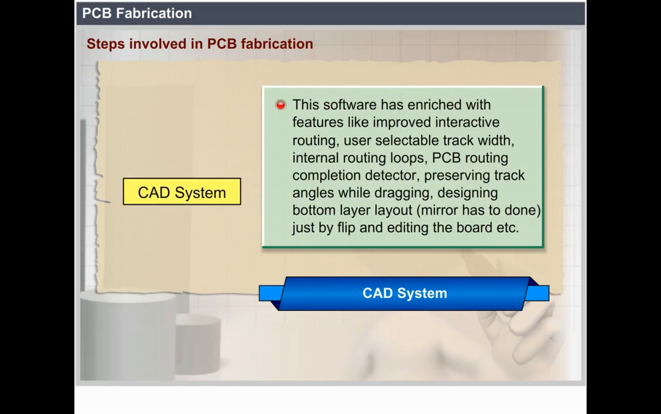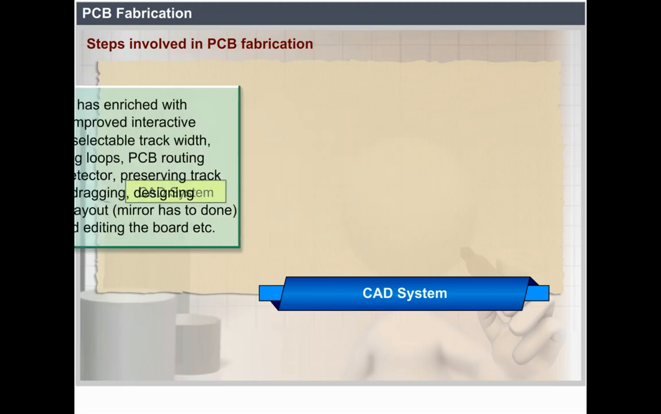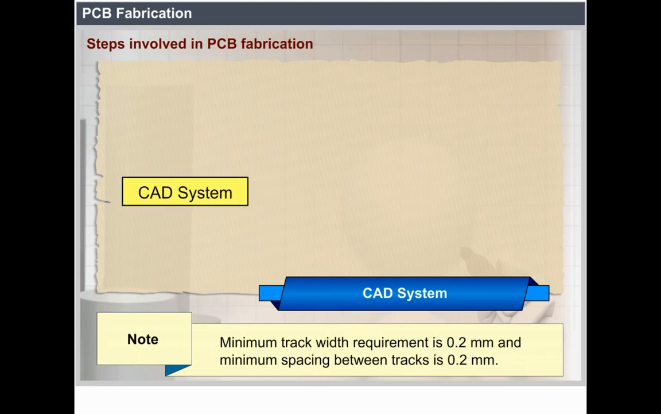This software has enhanced features like improved interactive routing, user selectable track width, internal routing loops, PCB routing completion detector, preserving track angles while dragging, and designing the bottom layer layout, where mirroring is done just by flipping and editing the board, etc. Note: the minimum track width requirement is 0.2 mm and the minimum spacing between tracks is 0.2 mm.